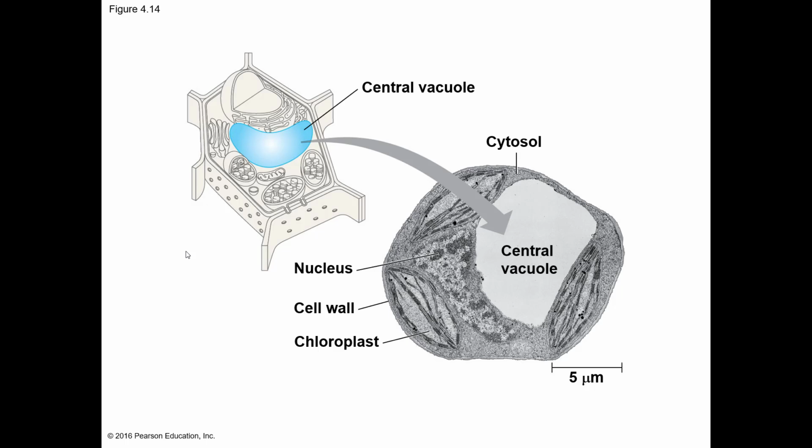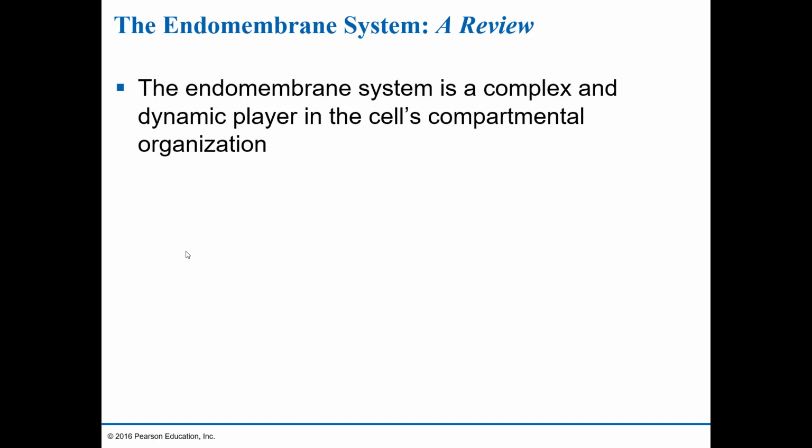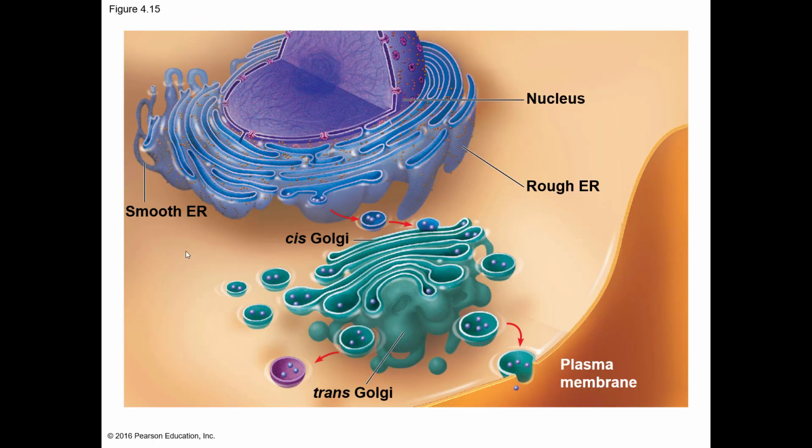Those are terms that, when we talk about osmosis and selectively permeable membranes and such in lab, you're definitely going to need to know. So that endomembrane system is a complex and dynamic player in the cell's compartmental organization. And this is what it's made up of, right? Our nucleus, our smooth ER, our rough ER, our Golgi, our plasma membrane, our lysosomes, and our vacuoles.